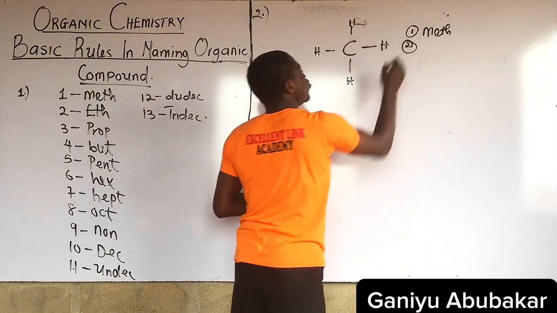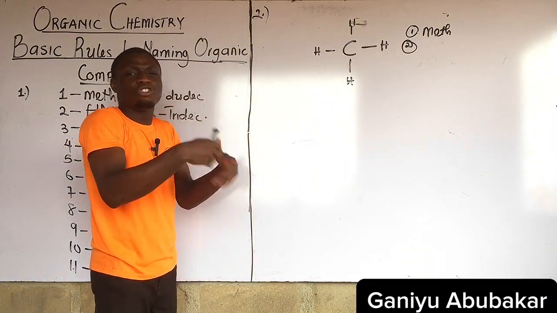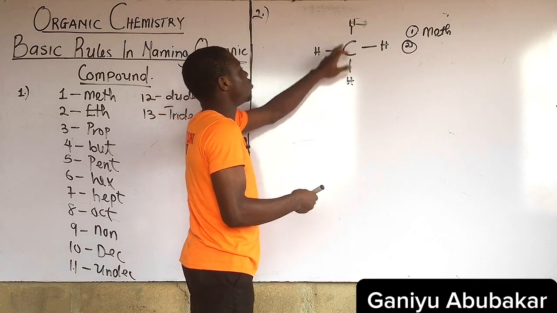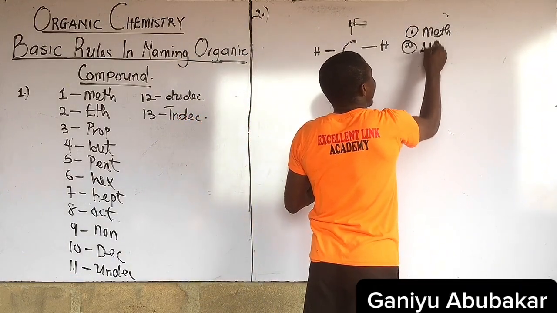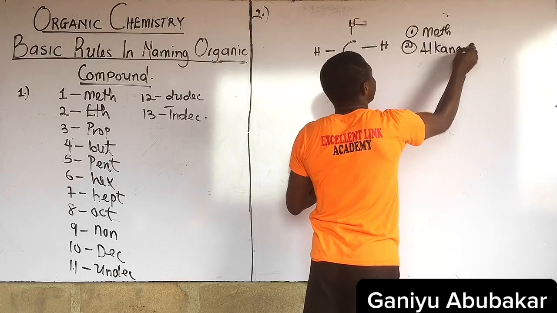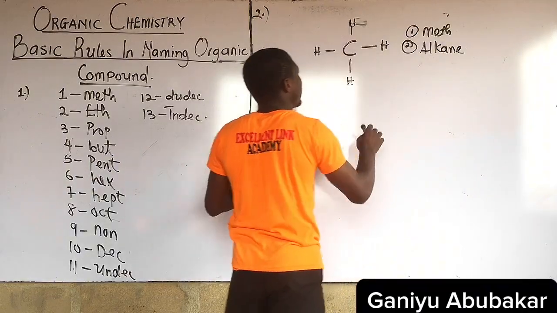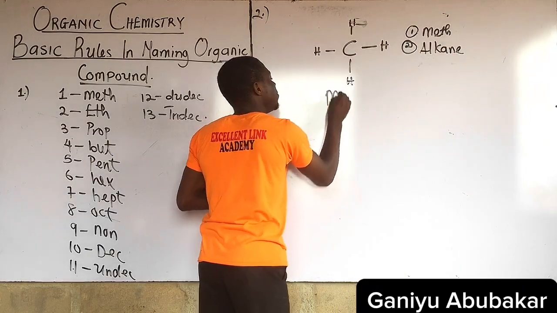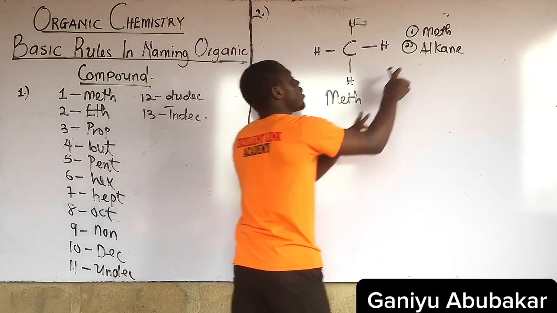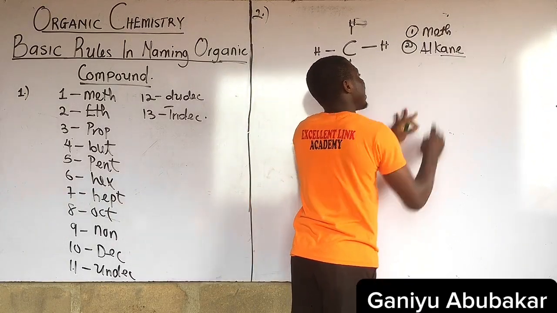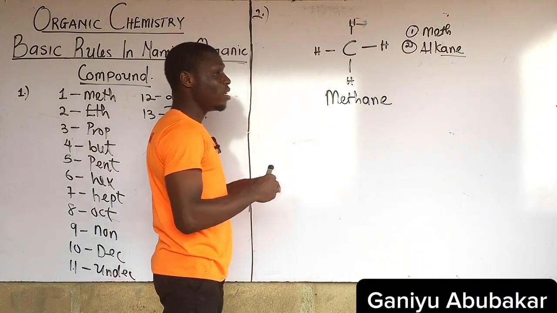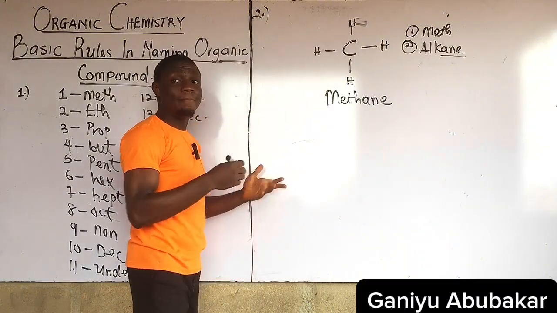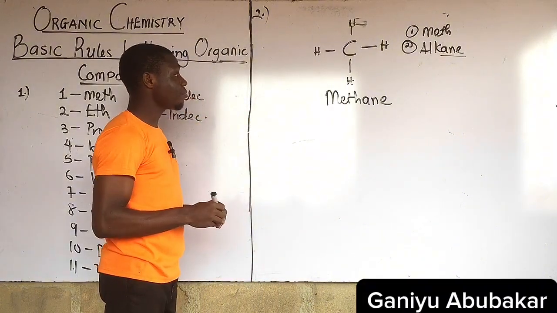What's rule 2? Rule 2 says identify the functional group. I'm seeing a single bond. A single bond represents what? Alkane. So I'm having alkane as a single bond. So to name this compound now, I'm having meth. So I'll not write alkane. I just write the last part, ane. So this is called what? Methane. So CH4 is called methane, as you can see.